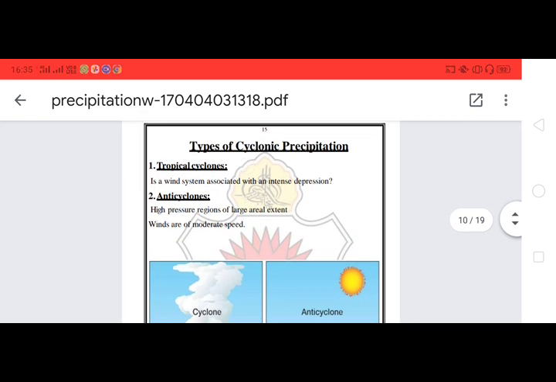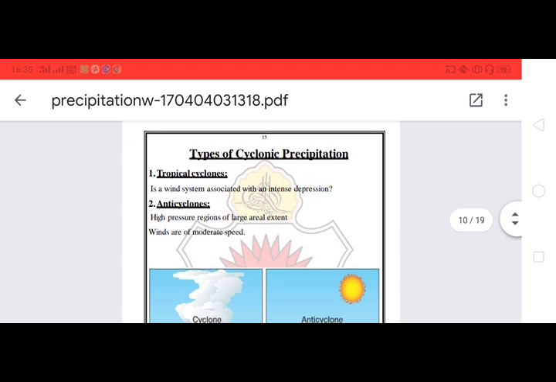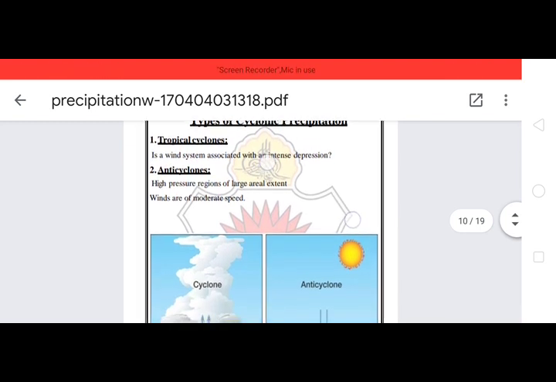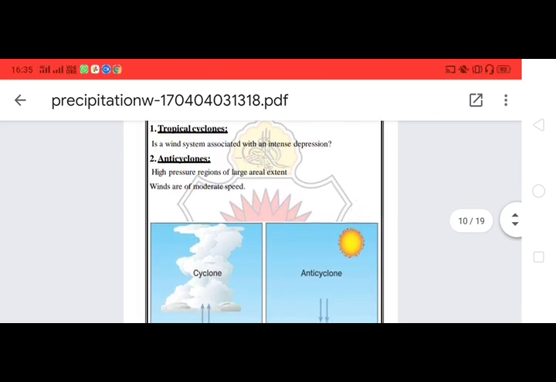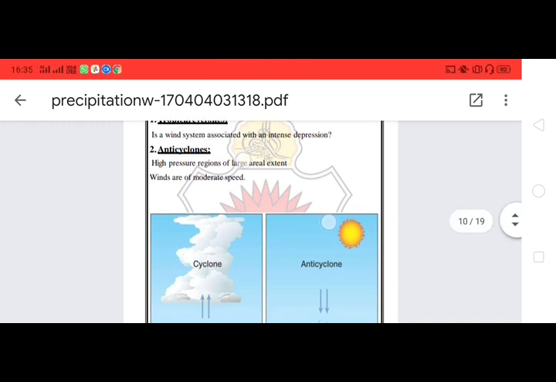That is, tropical cyclone is a wind system associated with an intense depression. So what is an anticyclone? A high pressure region of large aerial extent, where winds are of moderate speed.